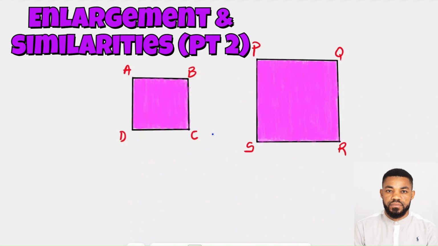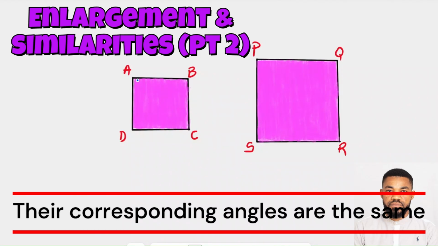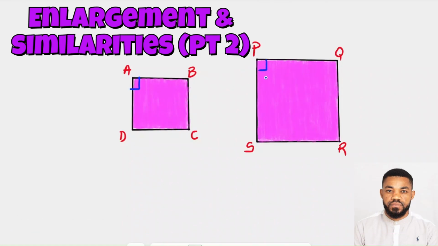Now, the moment we get similar shapes like this, we can make some deductions, and one of them is about their angles. Similar shapes have their corresponding angles the same. So the angle at A is the same as the angle at P. When you take that of B, the angle at B is the same as the angle at Q. These two angles also correspond, and so do the two remaining angles.